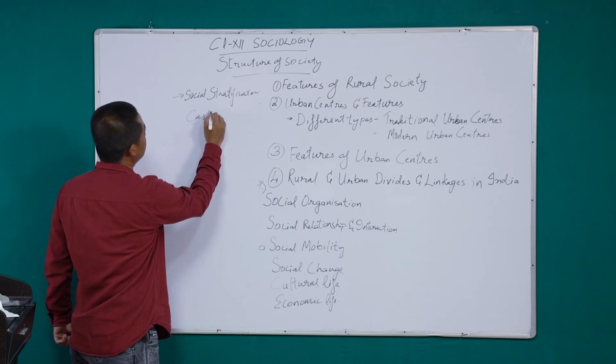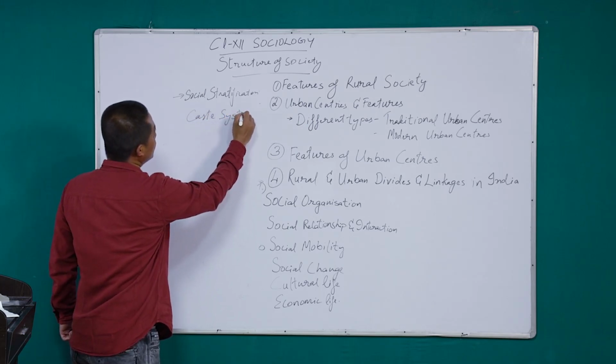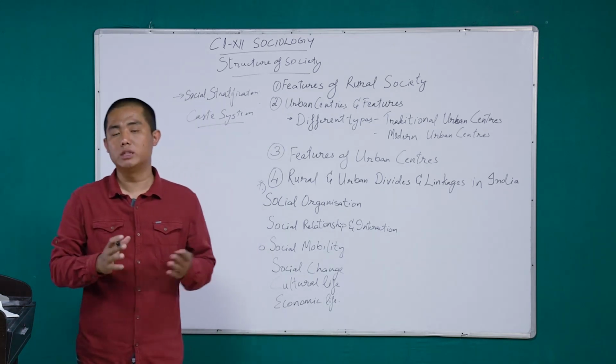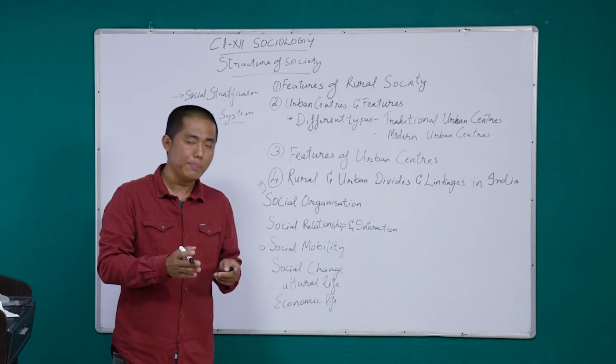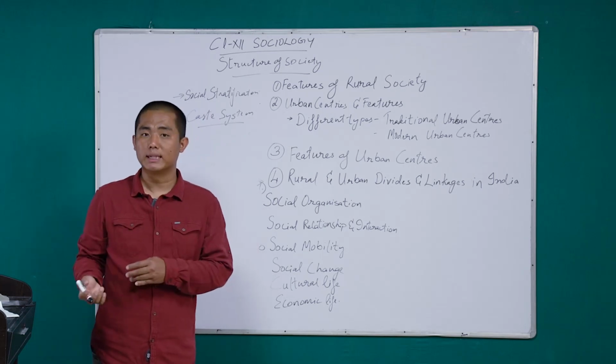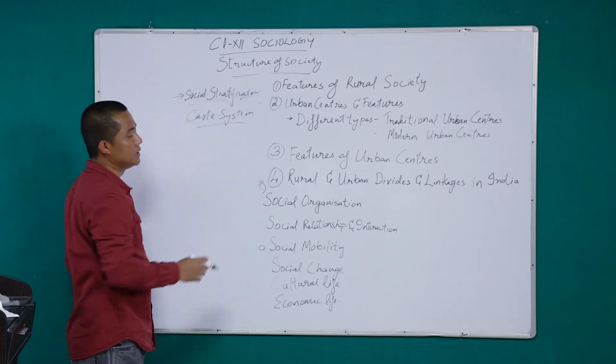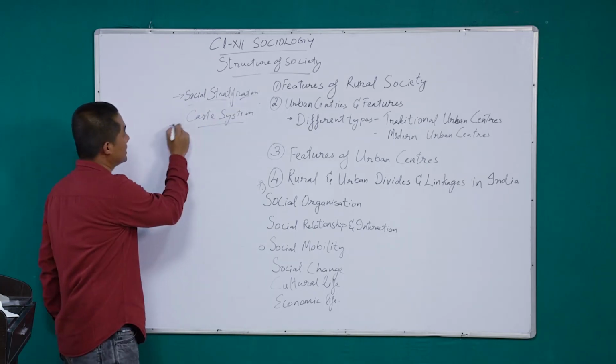Caste system. Now, there are two words here. Social stratification means simply the division of society. Some people have high status, some people have low status, right? So that is what it means here. So simply, it means the division of society. The next is the caste system.